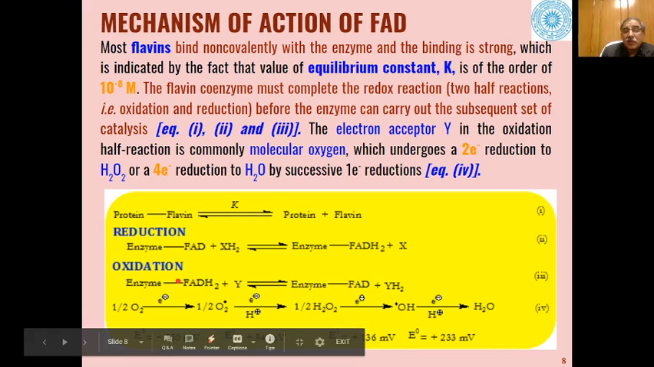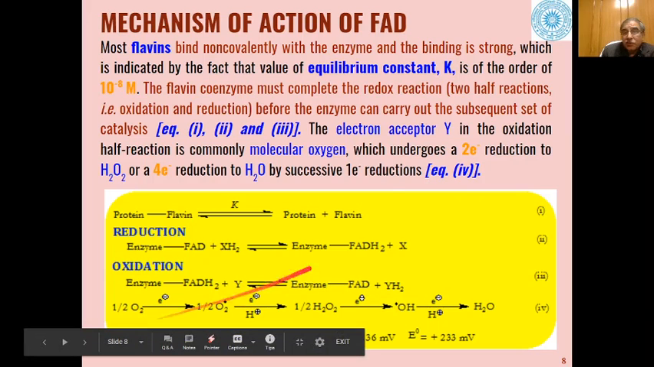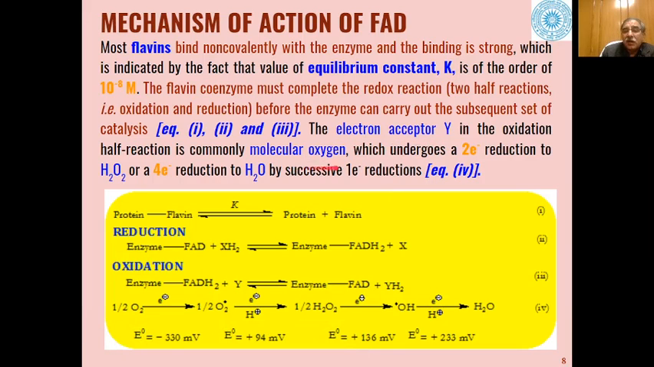Similarly, oxidation of FADH2 can also take place when this will react with a substrate Y. These two hydrogens will be transferred to Y, and Y will be reduced and FADH2 will be oxidized. So this is how different types of redox reactions can take place with flavins. And when the electron acceptor is Y in the oxidation, the half reaction is commonly molecular oxygen.